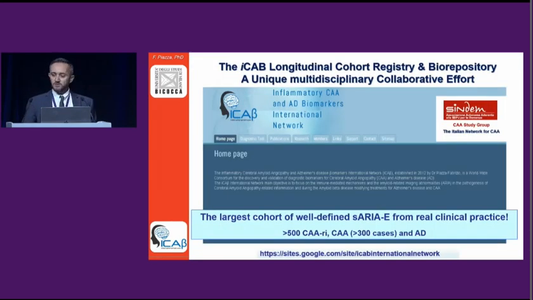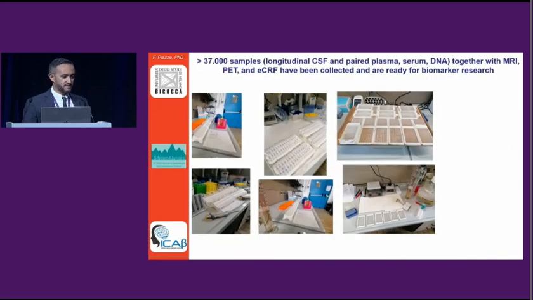And this is what we are doing with this registry that basically is paralleling the ALSNet registry in the US for patients treated with monoclonal antibody. This one is for ARIA, spontaneous ARIA, so CRI, and today we have more than 500 patients already collected. And we have 37 longitudinal samples of paired CSF, plasma, serum, DNA, together with MRI, amyloid PET, and all the clinical data that are ready for biomarker testing and validation.